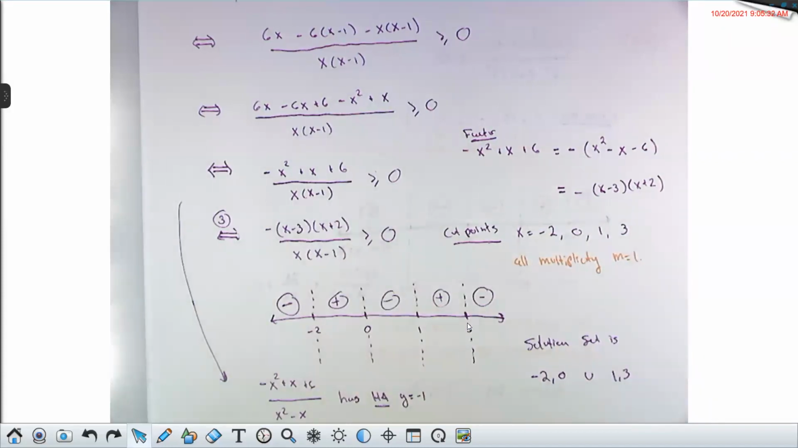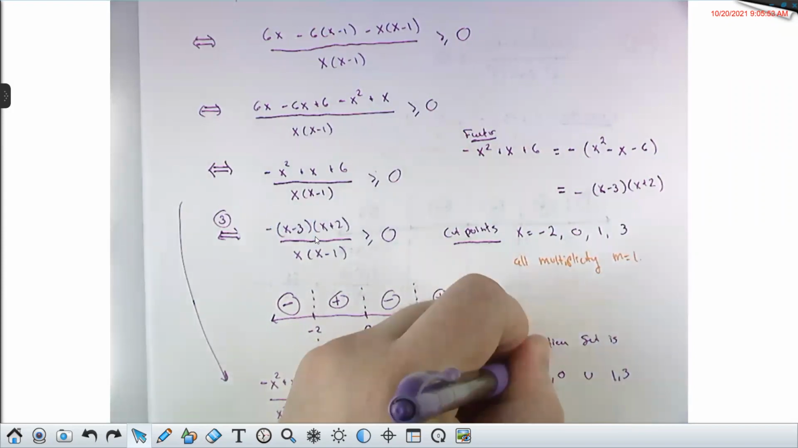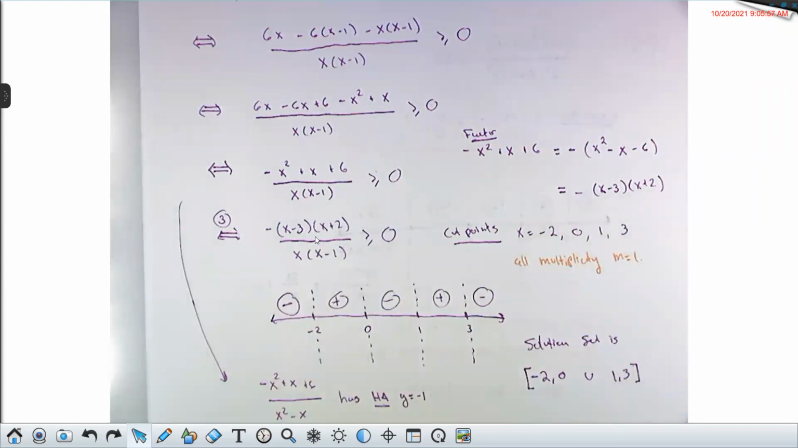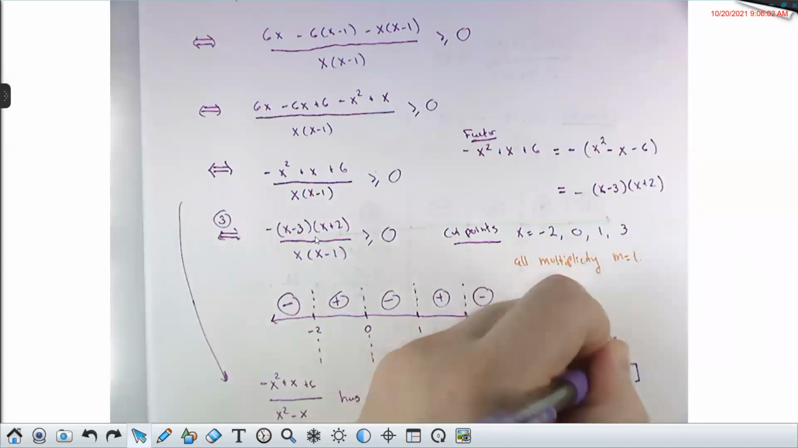But since this is a greater than or equal to, not a strictly greater than, I do need to worry about the endpoints. So some of these endpoints I can include, some of them I cannot. The endpoints that come from the top, I can include, because when we plug those in here, I get a true statement. So which ones are those? That's the -2 from this guy and the 3 from this guy. So I can put a bracket on the -2 and a bracket on the 3. The 0 and 1 came from downstairs, so they both get parentheses.